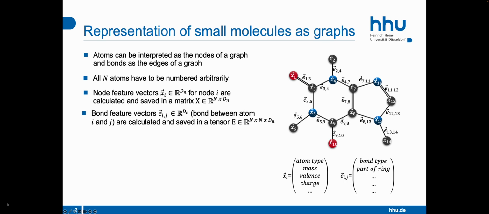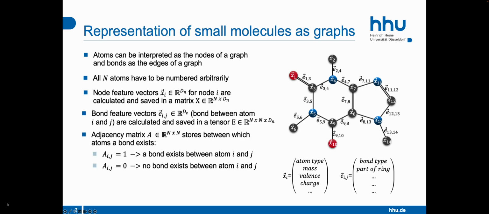We also calculate bond feature vectors for all bonds and store these in vectors e_ij, where i and j are the numbers of the atoms that are connected by this bond. These vectors can contain information such as bond type and if the bond is part of a ring. All those bond feature vectors can be stored in a three-dimensional array or tensor E of dimension n times n times d_e, where d_e is the dimension of the bond feature vectors.